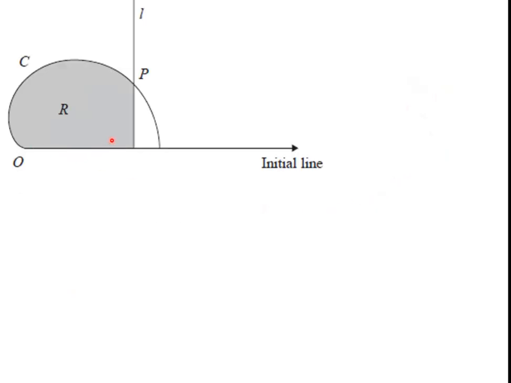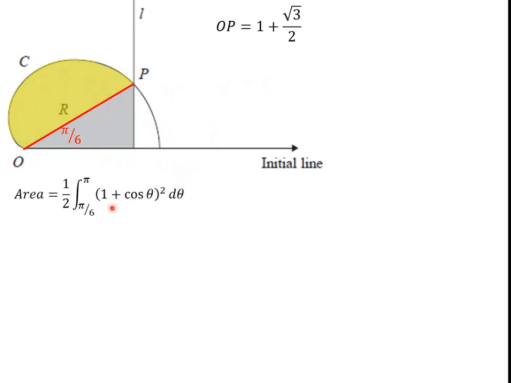I say now I'm going to find the area of this. I'm going to break it into two sections because I'm going to have to find this triangle. But I'm going to find this area first, the area sort of between C and the line OP. That angle there, like I say, is pi over 6, and I know the length of OP was 1 plus root 3 over 2. And the required area looks like this.